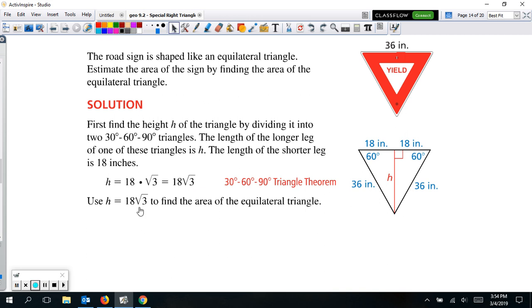So we could use the height there to find the area, right? Just our area formula for a triangle, 1/2 base times height. 36 is the base right there, and 18 square root of 3 is the height. We multiply all that together, we can get our answer.